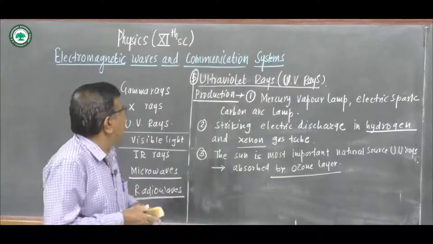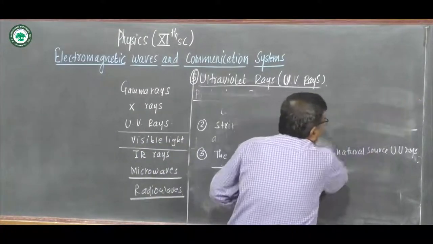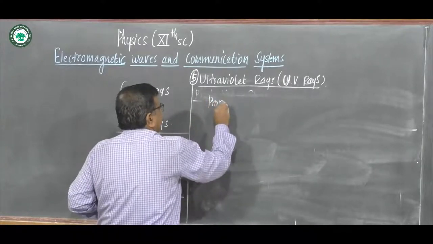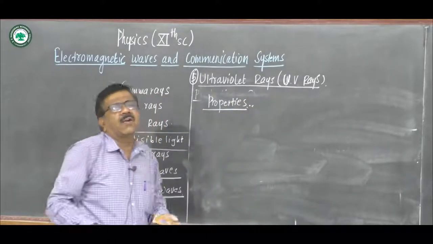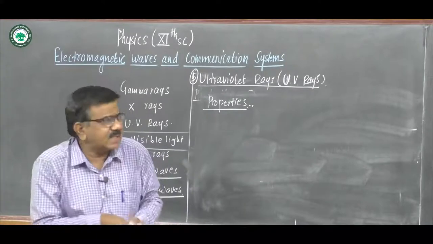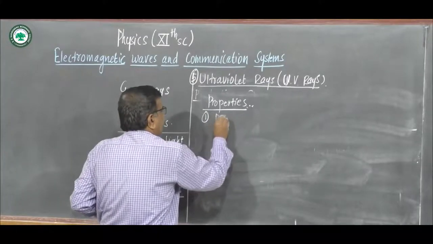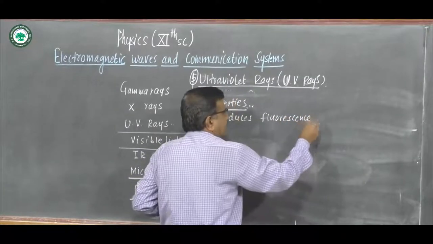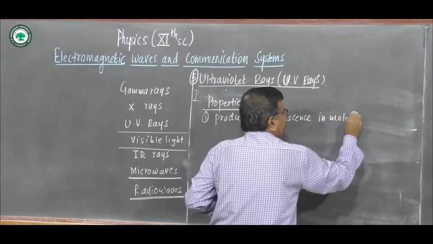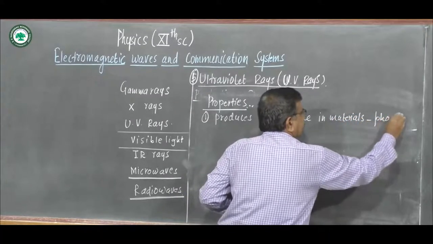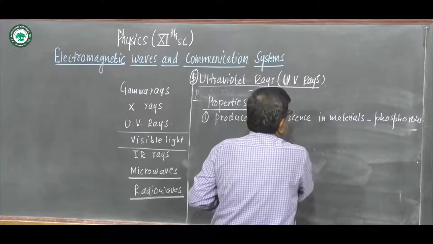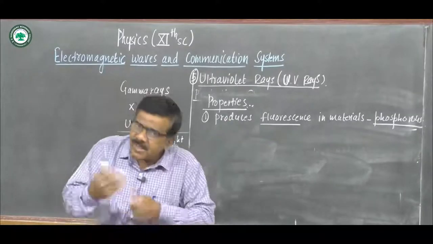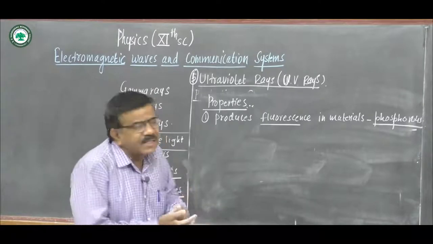There are some properties of these UV rays. We see its properties and then some uses. Properties of ultraviolet rays: they produce fluorescence in certain materials such as phosphorus. What does it mean? When these rays are incident on certain materials like phosphorus, they produce fluorescence. It means when incident on that material, it begins to glow.